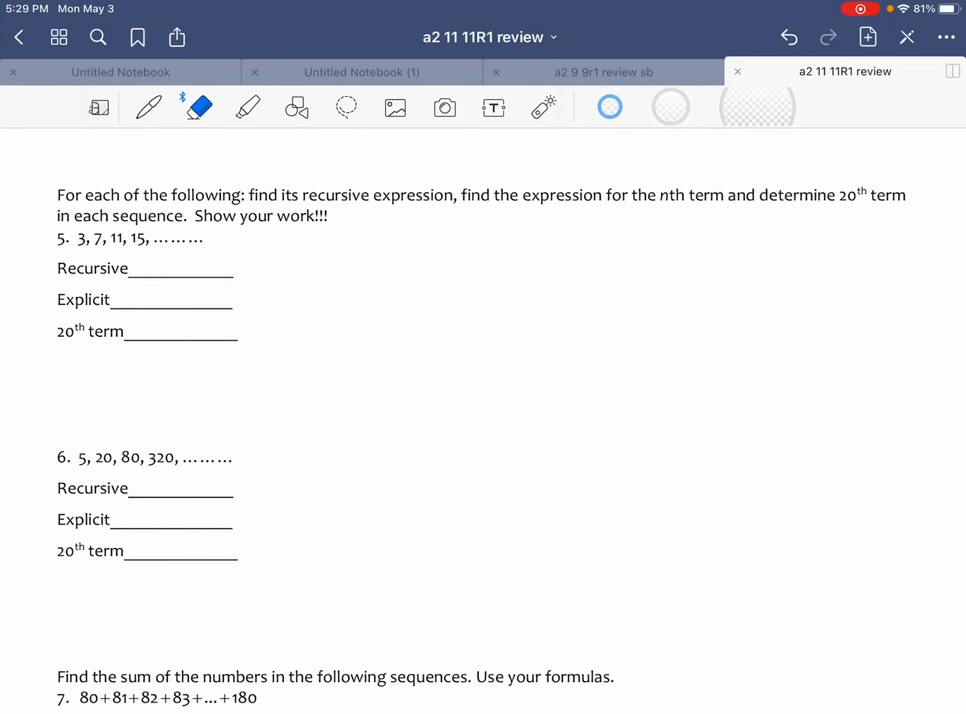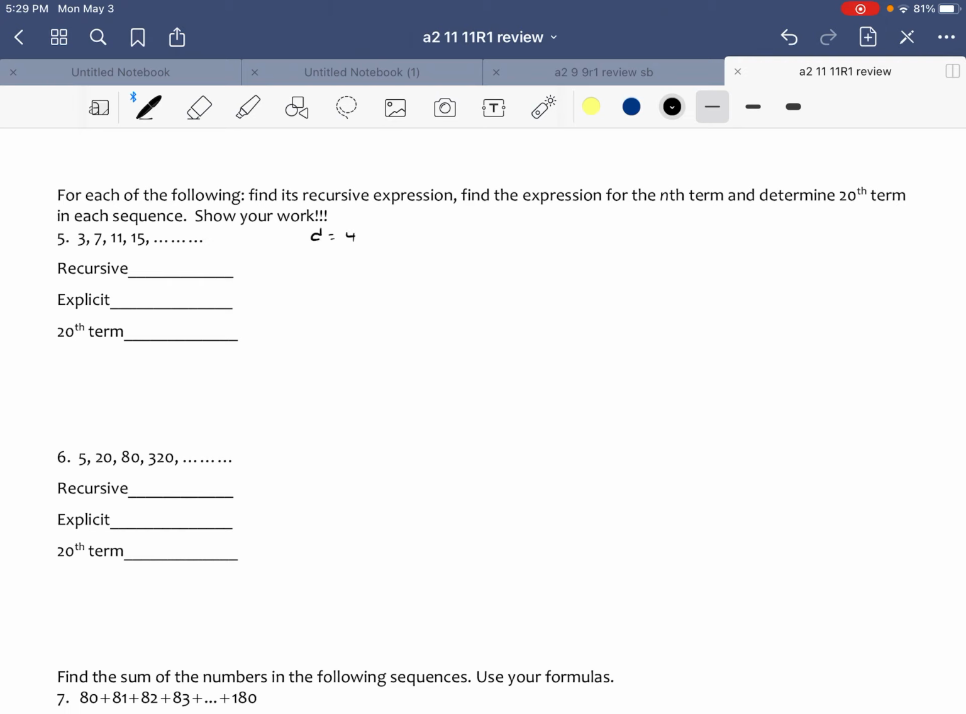For each of the following, find its recursive expression, find the expression for the nth term, and determine the 20th term in each sequence. Show your work. 3, 7, 11, 15. Well, first of all, I notice that that's arithmetic because the numbers are going up by adding 4 each time. So 4 is my common difference.